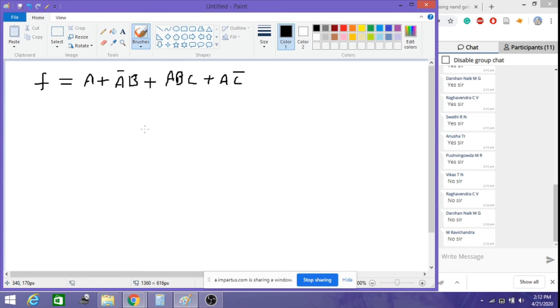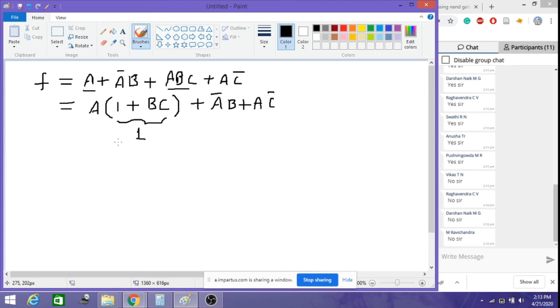So now if you look into this term, the first and the third term, what is the common? The common is A. So let us take this A as a common. So I'll get this as 1 plus B into C. So the left out terms are A bar into B plus A C bar. So 1 plus anything is equal to 1. So I'll get 1 here. Let us write this. So I'll get here 1 plus A bar B plus A C bar.